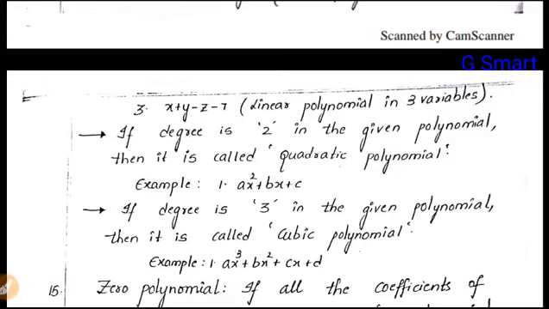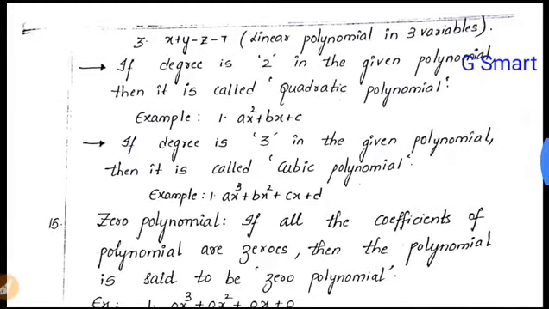So ax square plus bx plus c. If the degree is 3 in the given polynomial, then it is called a cubic polynomial. So for example, ax cube plus bx square plus cx plus d.